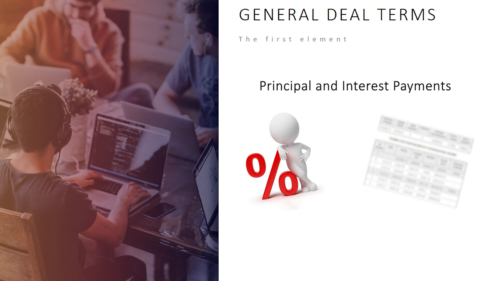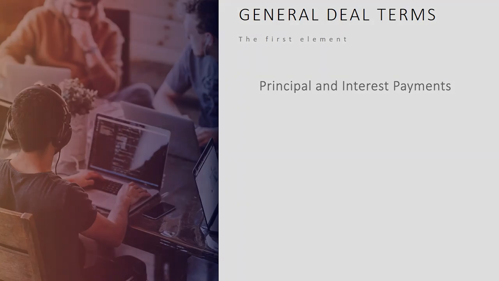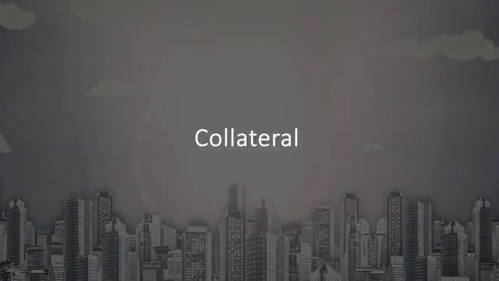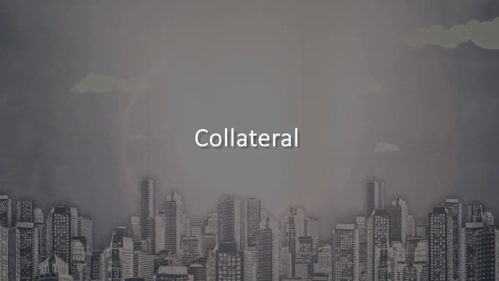Loans typically either have bullet repayments or amortizing, where the first one is the entire principal due at the maturity and the second one is defined by portions of the principal to be paid back at an agreed upon schedule during the tenure of the loan. So, that was all about general deal terms.